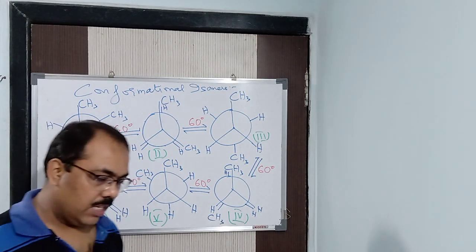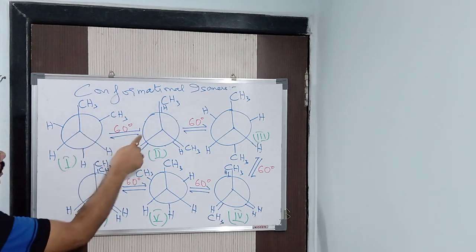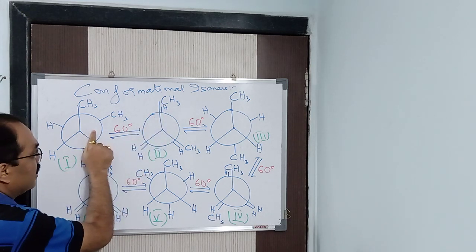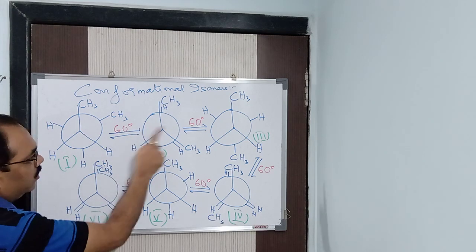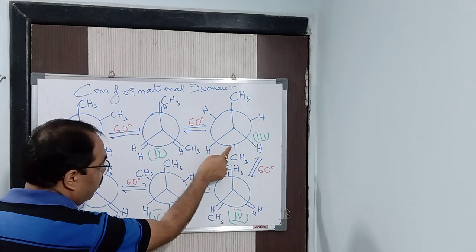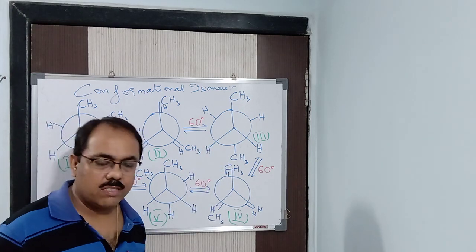We can say now 1 is understood, 60 degree. It is staggered. Now it rotates through 60 degree and we get eclipsed. So the first one is staggered, the second one is eclipsed. Remember it. Now the third one, another rotation through 60 degrees, so it reaches here. Now this staggered form is known as anti.